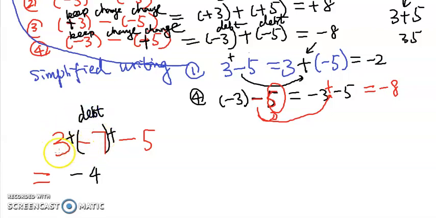than credit. So $7 debt minus $3 credit. So we get $4 debt. And against negative 5, you can put a plus sign in front of it. So this is like $4 debt plus $5 debt, which gives us $9 debt.